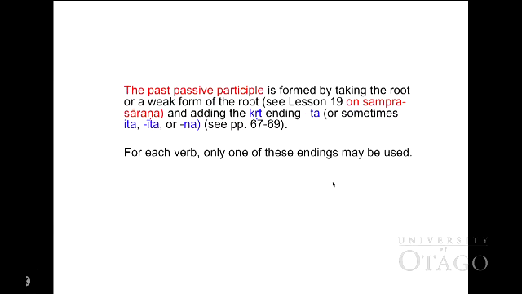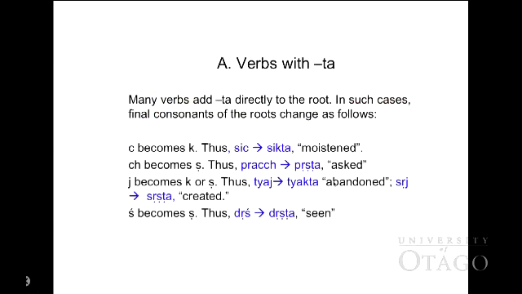For this one, for each verb, only one of these endings may be used. A, you can translate how to do the PPP, past passive participle. We can explain here. A, verb with ta. Many verbs add ta directly to the root. In such cases, final consonants of the root change as follows.